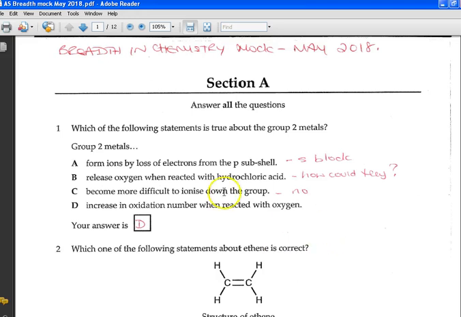Question one, quickly running down these, which of the following statements is true about group 2? They form ions by loss of electrons from a p subshell. Obviously not, because they're in the s block. How could they release oxygen when there is no oxygen to release? They get more reactive as you go down the group, so obviously they're not more difficult to ionize, so the answer is D.